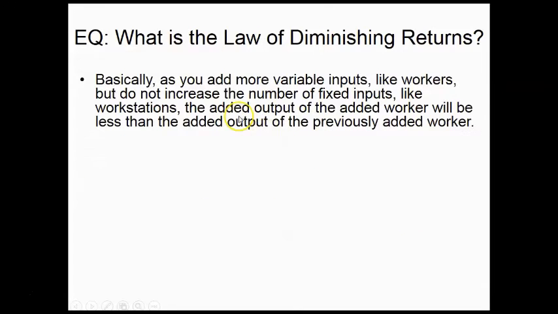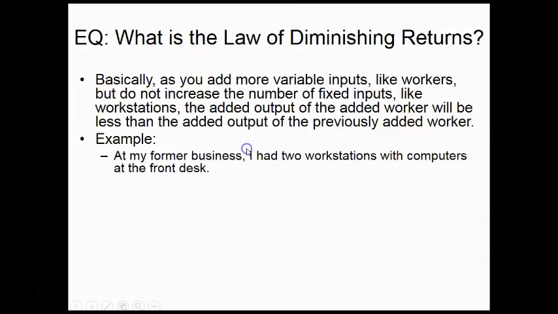I'm going to give you an example here. Basically, as you add more variable inputs like workers, but if you don't increase the number of fixed inputs like workstations, the added output of the added worker will be less than the added output of the previously added worker. So if you keep adding workers in a situation where you don't add more fixed inputs, then each worker will add to the production, but what they add will become smaller and smaller. So here's my example.